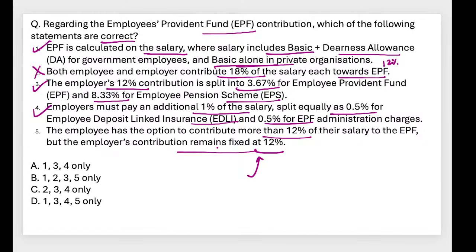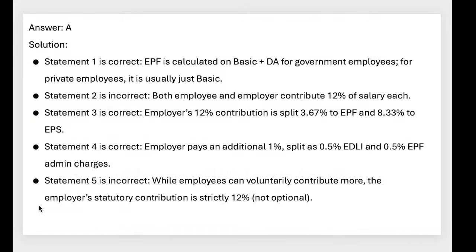Yes, this statement is also correct. Employee contribution is voluntary. They can contribute more than 12% of their salary to EPF, but when it comes to the employer, it remains fixed at 12%. This is also correct. People are saying option D and A. So 1, 3, 4, 5. D should be the right answer for this particular question, right?